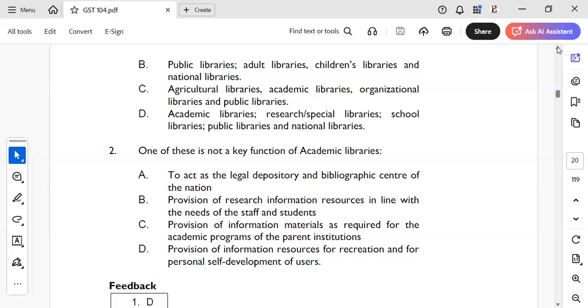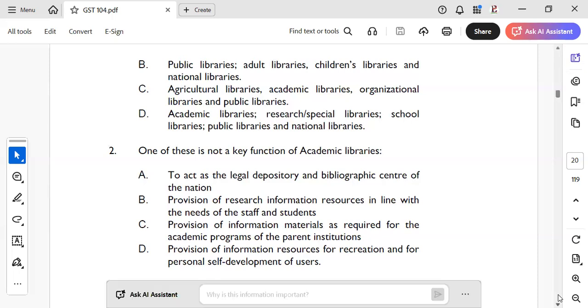Which one is the answer? A is the answer. Yes, because that option A is for national libraries, not academic libraries. So please, this question is in the question bank. You may be lucky to see it this year in your own exam.